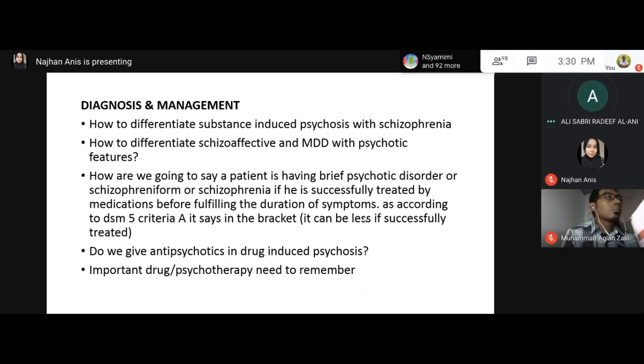So again, the detailed history is very important. Look for the temporal association between the drug and the psychotic features. Look for the family history. Look for the other symptoms. Ask if there is any period that the patient was abstinent from the drug for more than 1 month, and during that period, were there any psychotic features or not? So these are important questions for differentiation, in addition to the other features, of course, of intoxication and withdrawal that support the diagnosis.